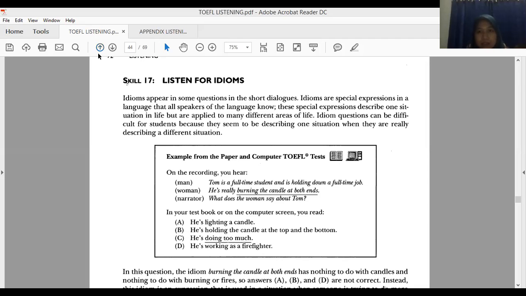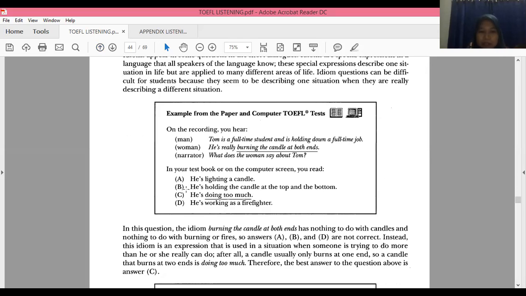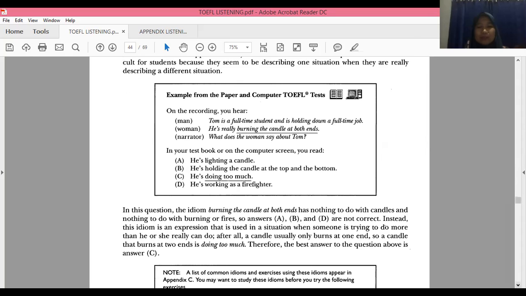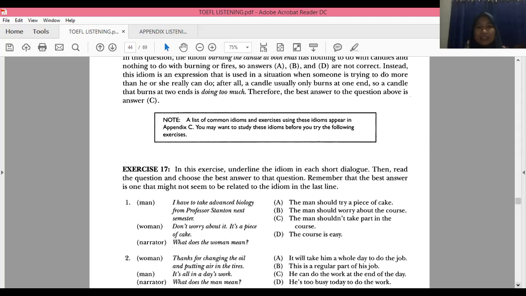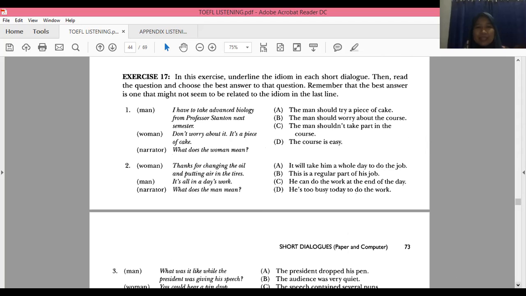Membakar kedua sisi lilin. Kalau kita nggak tahu, maybe, oh, he is lighting the candle, menyalakan candle. He is holding the candle at the top and the bottom, karena, oh, kan berarti sinonimnya apa? Atas bawah. Terus kita pilih B, yang top and bottom, no. Atau D, he is working as firefighter. No, it is not. He is doing too much. Burning the candle at the top and the bottom. Mengerahkan semua. Oke. Jawabannya C.